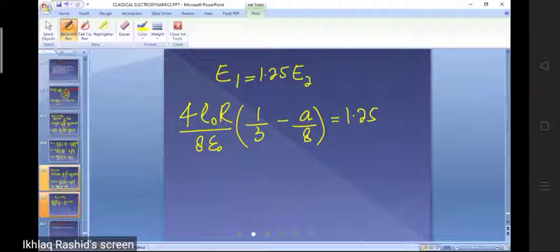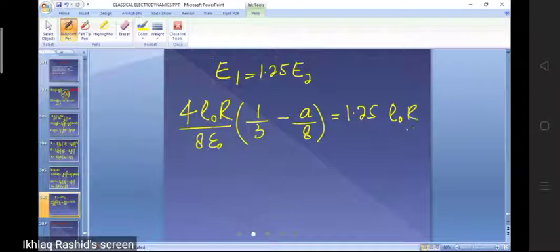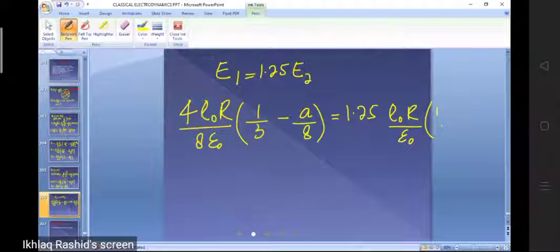And what's the electrostatic field E2? तो वो भी हमने निकाला है बेटा, that's equal to rho naught R divided by epsilon naught. So here I will write down it's equal to rho naught R divided by epsilon naught. Then multiplied by what? Multiplied by 1 by 3 minus A by 4. So here I will write down multiplied by 1 by 3 minus A divided by 4. Okay, fine. अब ध्यान रखो बेटा, okay?